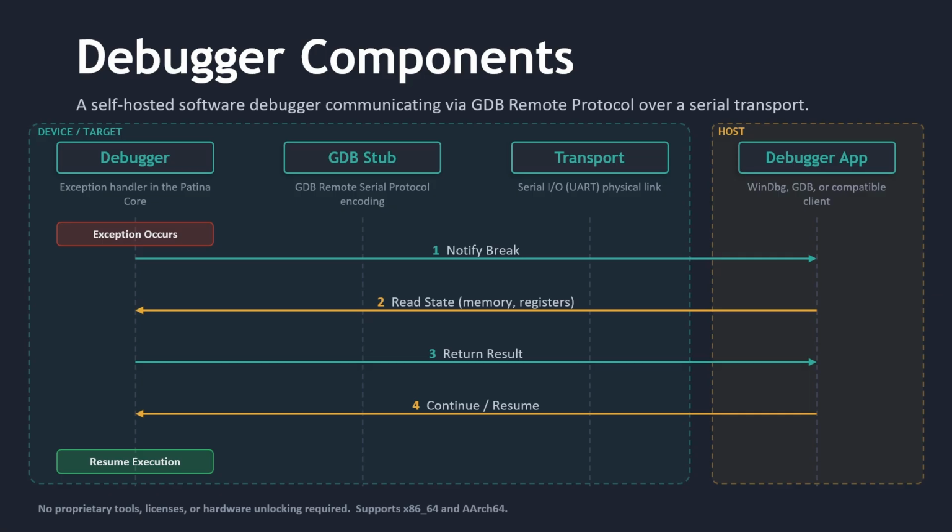When an exception occurs, this will break into the debugger. The debugger will start to read out state. It will send a notification to the debugger application through the GDB stub over the transport to inform it that the breakpoint or step or some other break has occurred. At that point, the debugger application can send commands to query various states so that it can build up its understanding of where modules are, what registers are, what local variables exist, etc.